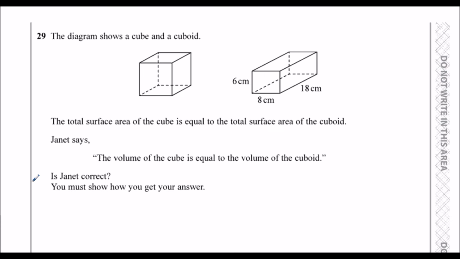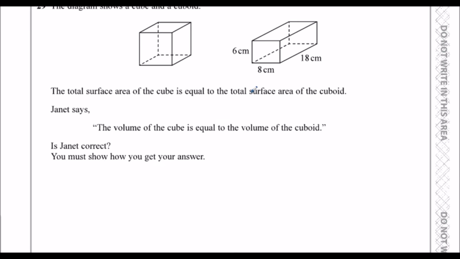Question 29. The diagram shows a cube and a cuboid. The total surface area of the cube is equal to the total surface area of the cuboid. Janet says the volume of the cube equals the volume of the cuboid. Is Janet correct? So we're going to have to work out the surface area of the cuboid, and then we'll know the surface area of the cube, and we can use that to find the length of each side of the cube, because we know the length of each side of the cube is equal. So once we know that, we can work out the volume of each of them.